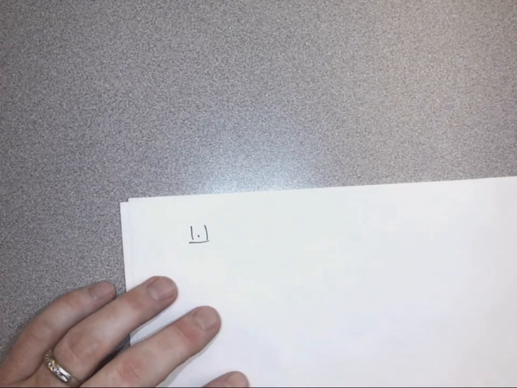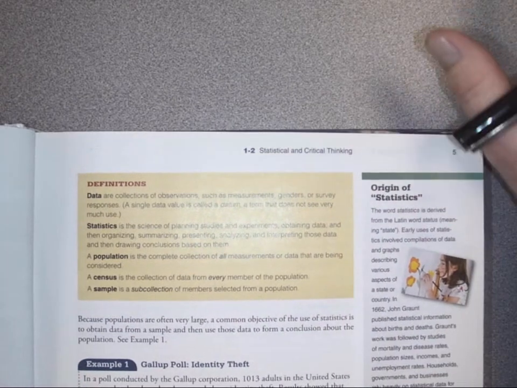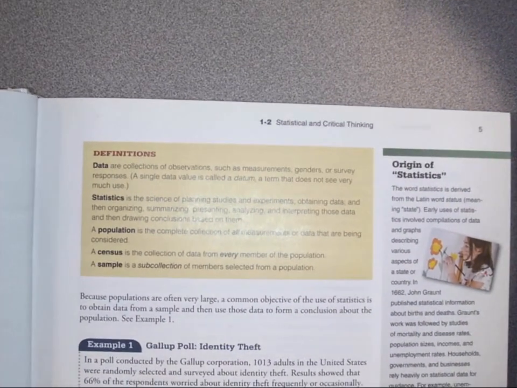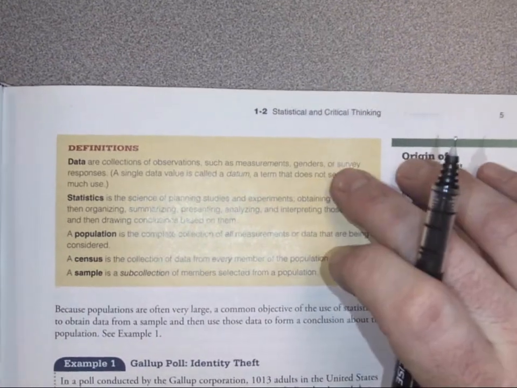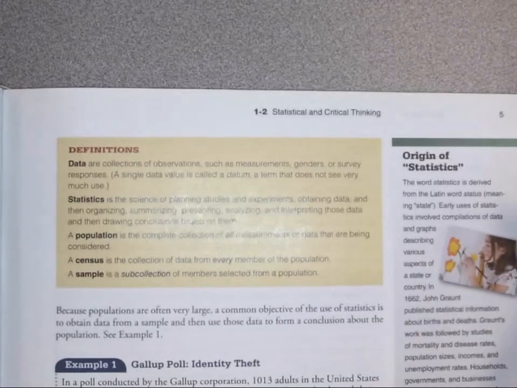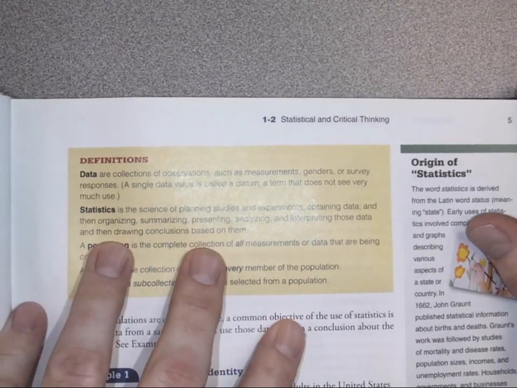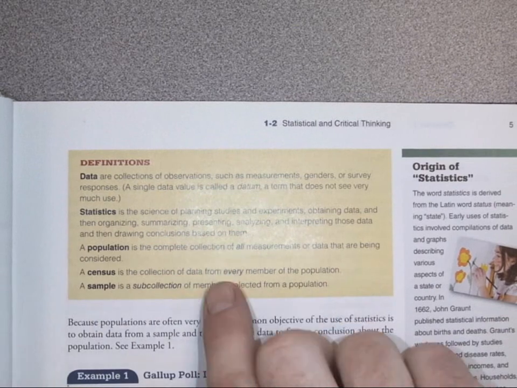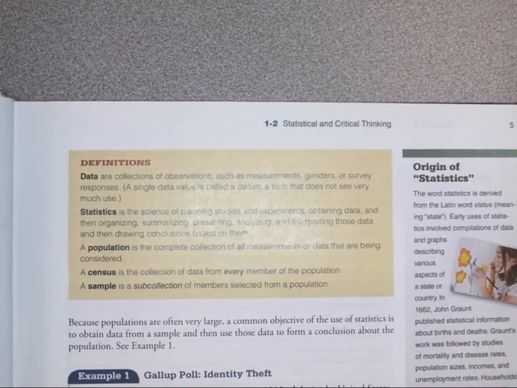So 1.1. Really what we're talking about is essentially data, and I'm going to show some definitions up there, things that you really should have some idea of, and I'll just do a quick talk about it. Now this isn't exactly your book, this is a previous edition, but it's got some pictures that I tend to like in it, so for the most part I will use your book when I'm doing the example problems. But for some of these pictures, as far as what types of sampling is done, the pictures are funny and they're kind of cool. So data are collections of observations such as measurements, genders, survey responses, and so on.